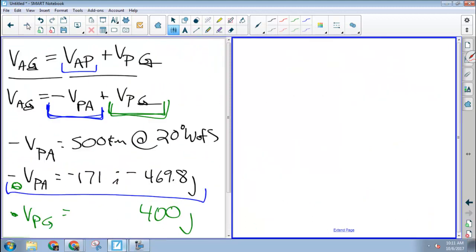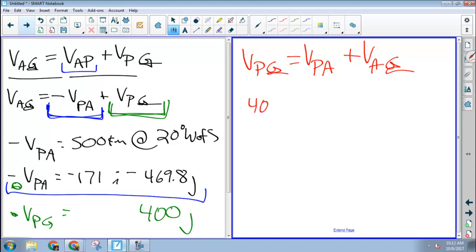If we want everything to add up to VPG, then this should have been your expression. The velocity of the plane relative to the ground should be the velocity of the plane relative to the air plus the velocity of the air relative to the ground, right? Yep. Okay, so which of those two things do we know? We know the velocity of the plane relative to the air. Oh, actually, this works. This is cool. So the velocity of the plane relative to the ground was 400j, right? Is that correct? Yep.